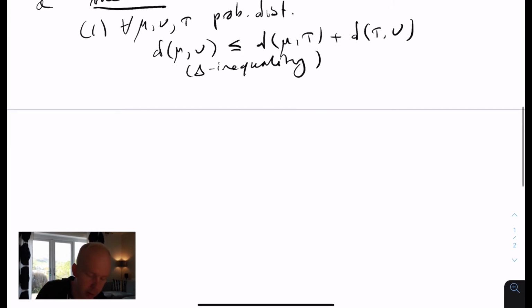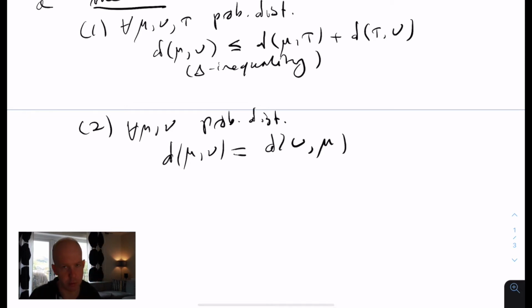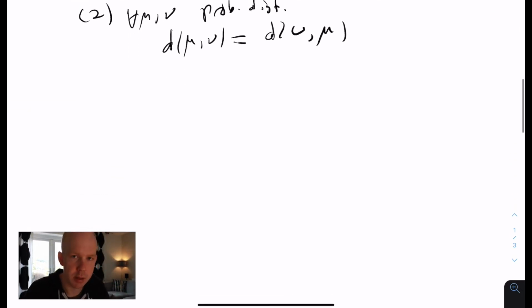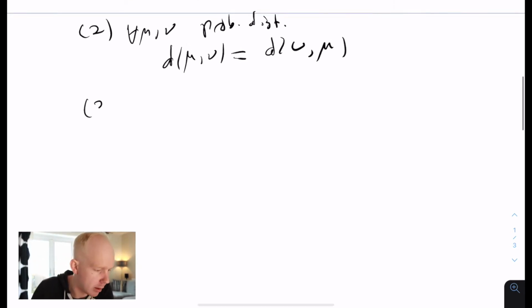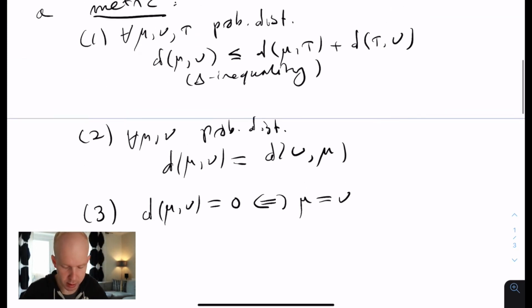The second is the symmetric notion. For any mu and nu probability distributions, we also have that d(mu, nu) is equal to d(nu, mu), so it doesn't change, for example, the sign, and we get this kind of symmetry. And then the equality is the notion that d(mu, nu) is 0 if and only if mu is equal to nu. So that's the only way this can matter.